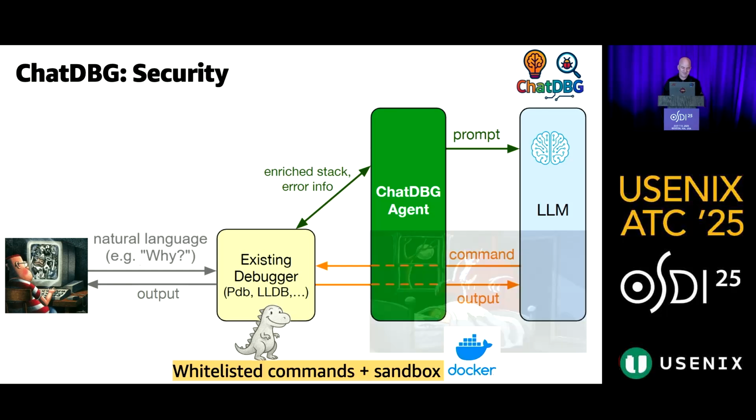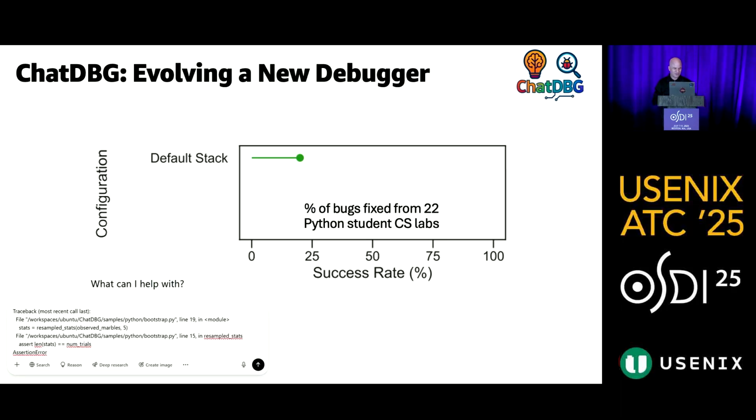And so we have a straightforward approach to deal with this problem. We use a container as a sandbox, and we whitelist commands. It turns out that debuggers can actually execute arbitrary code. Who knew? And so we make it so that the debugger can't execute those commands. Even if the LLM said, I would like to execute system rm -rf /, we will say, no, thank you very much.